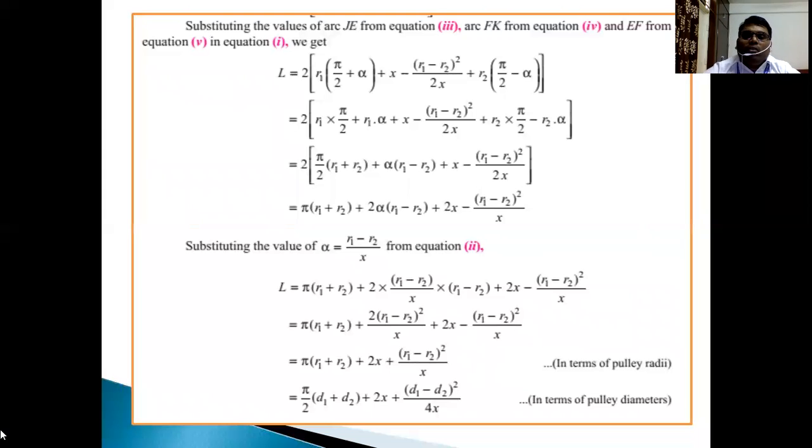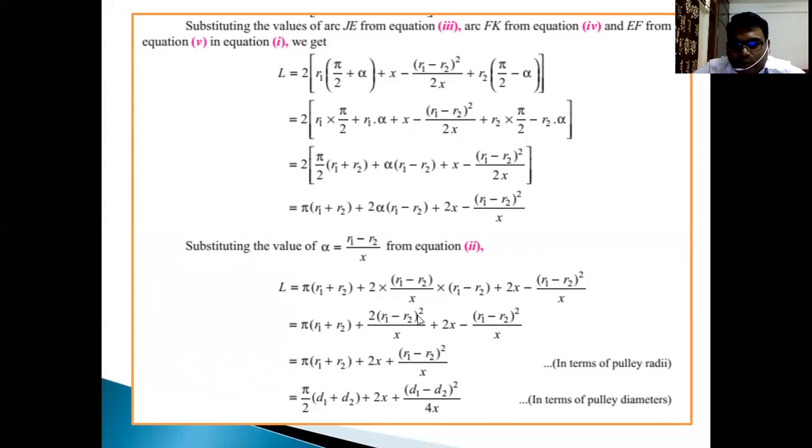So all the values we have obtained: L is equal to 2 times R1 pi by 2 plus alpha plus x minus (R1 minus R2) upon 2x. By simplifying all that, we can say pi (R1 plus R2) plus 2 alpha (R1 minus R2), and then put the value of alpha here. So now this relation becomes pi (R1 plus R2) plus 2 (R1 minus R2) whole squared upon x plus 2x minus (R1 minus R2) whole squared upon x.